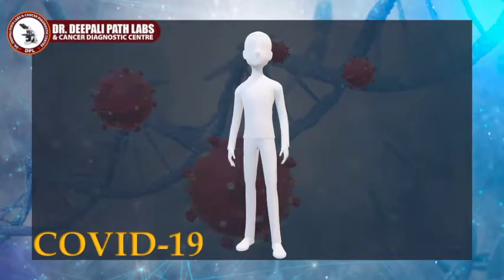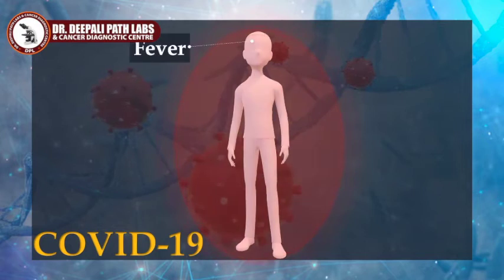COVID-19 is an infectious disease caused by severe acute respiratory syndrome coronavirus 2. When a person is infected, the most common symptoms include fever, cough, and shortness of breath.